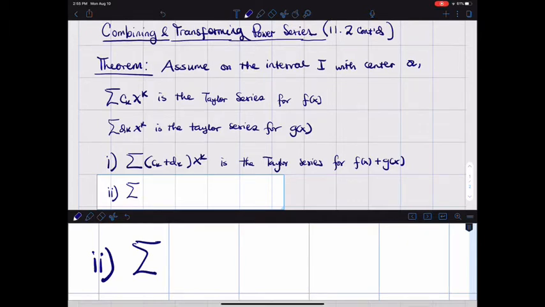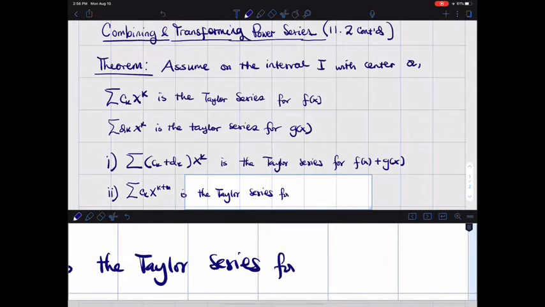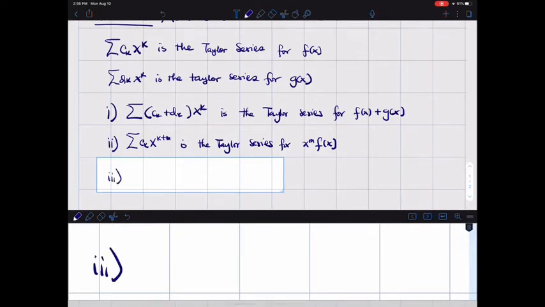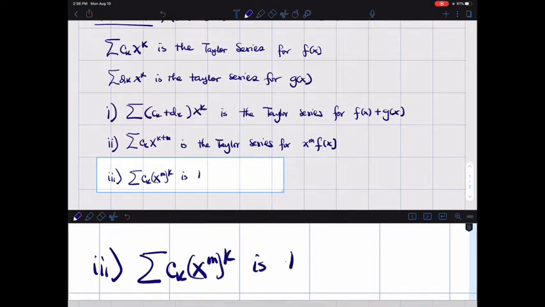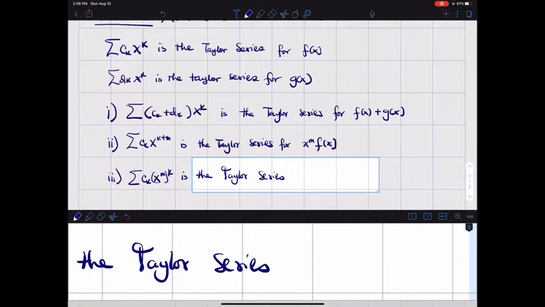Then the sum of c_k x^(k+m) is the Taylor series for x^m f(x). And the sum of c_k (x^m)^k is the Taylor series for f(x^m).